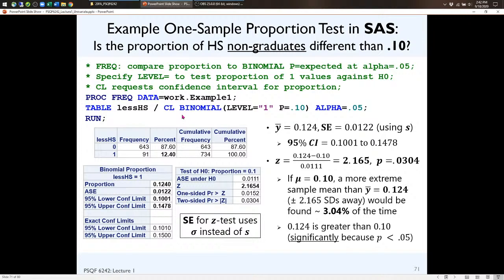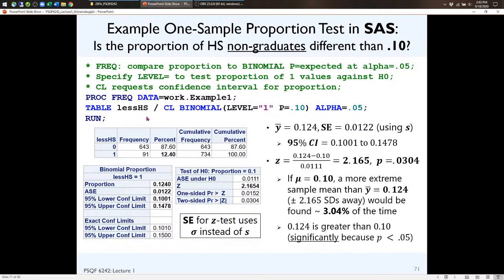So to do so, we use the binomial option on the table statement here, and I'm telling it which category of the variable I want to test the mean with respect to. So I want the proportion of people who have a value of 1 in this variable, and I want to compare it against a population mean of 0.10, and I want to do so using an alpha level of 0.05, and CL means please also give me a confidence interval, or a confidence limit as it is called within SAS.